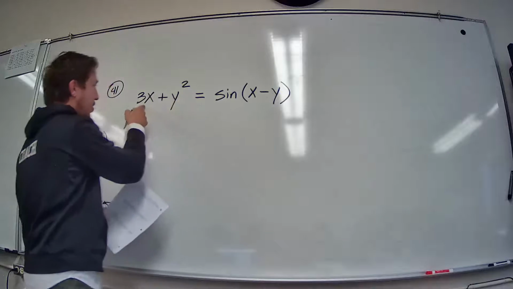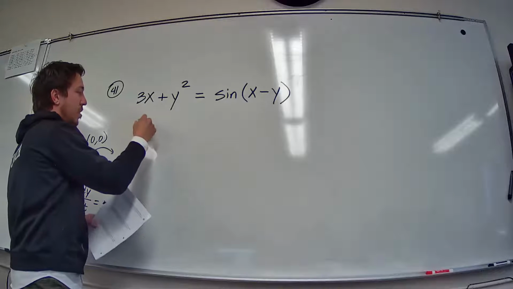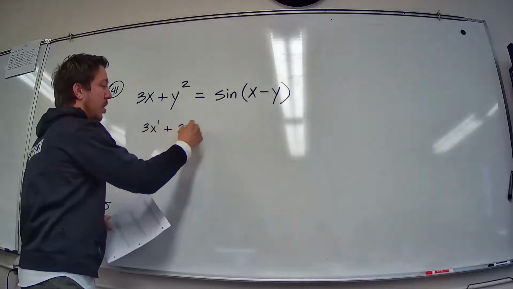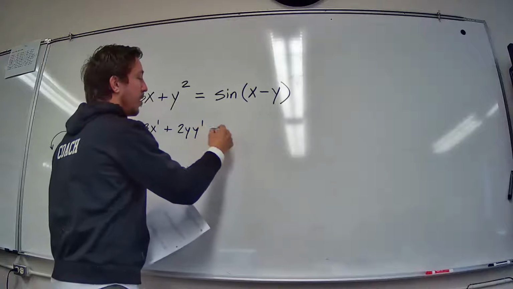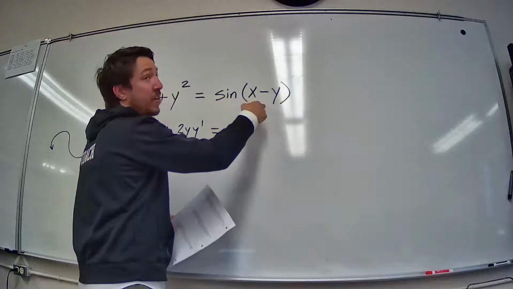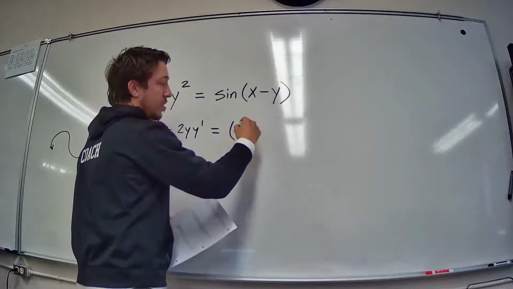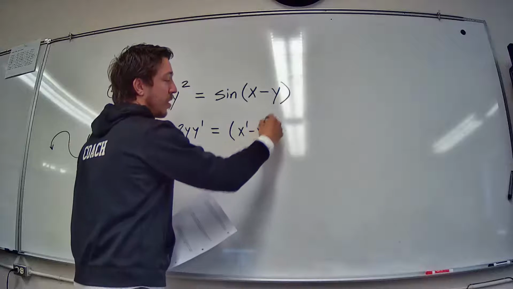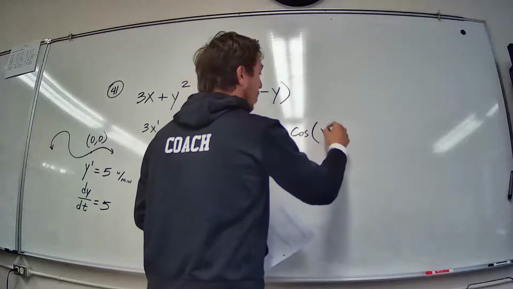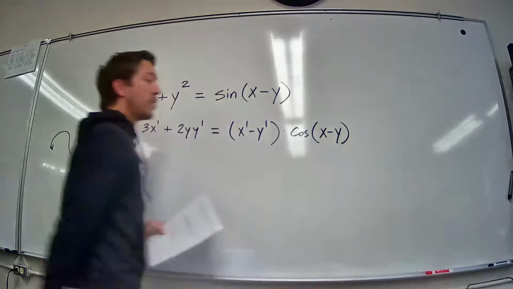So you'd say the derivative of that is 3x' plus 2y'. This one's kind of like the sine of u, so you have to go u' times the cosine of (x minus y).